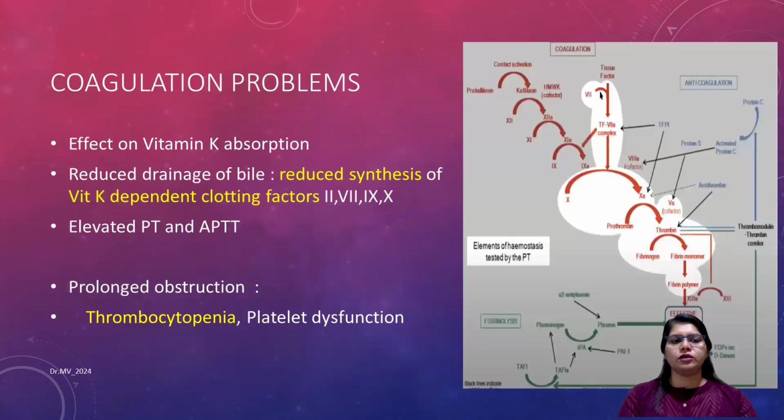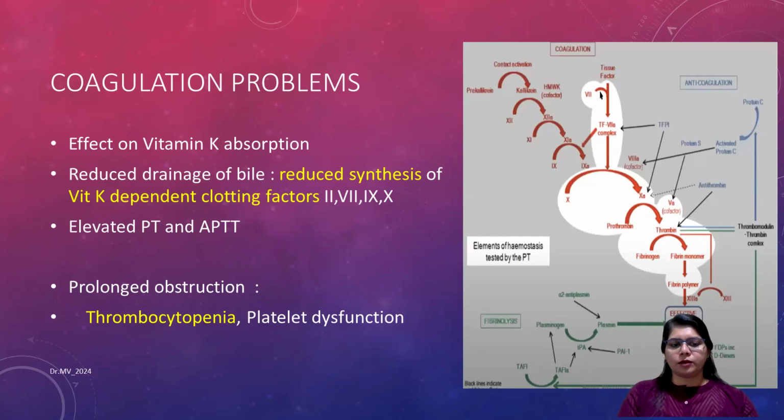Now let's go to the coagulation problems that we will face in obstructive jaundice. We know that bile salts help in the absorption of fats. So that is affected, and because of that, the absorption of the fat soluble vitamins A, D, E, K will be affected. So for the vitamin K dependent clotting factors 2, 7, 9 and 10, there will be reduced synthesis. That will lead to elevated prothrombin time, INR and APTT.